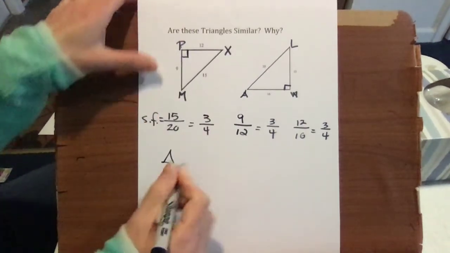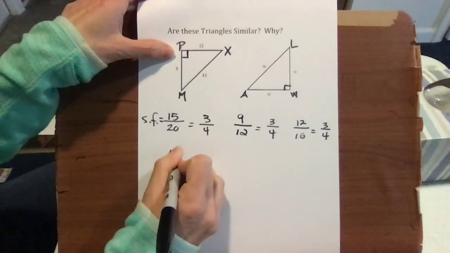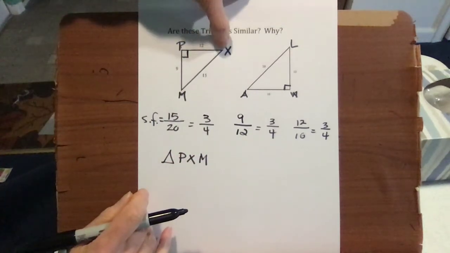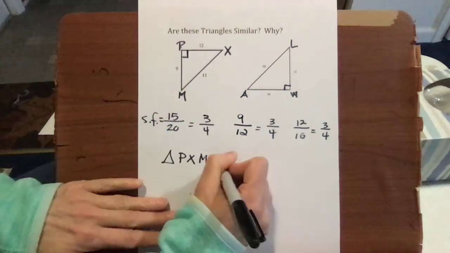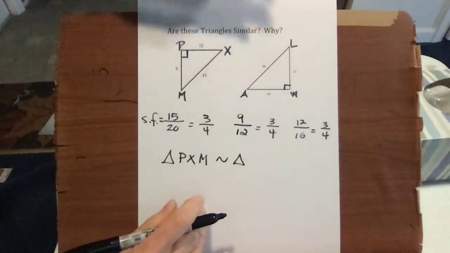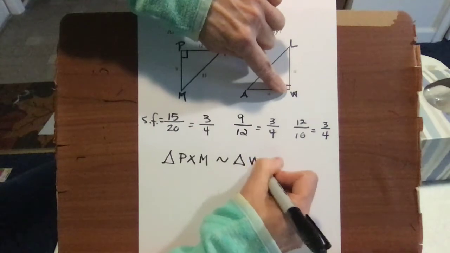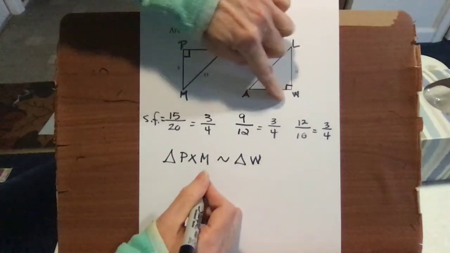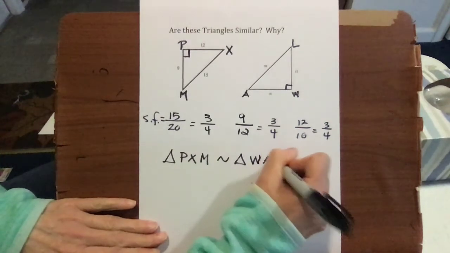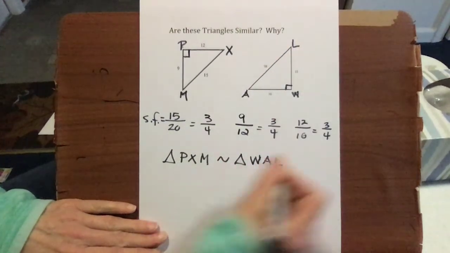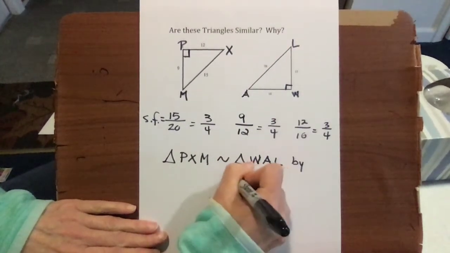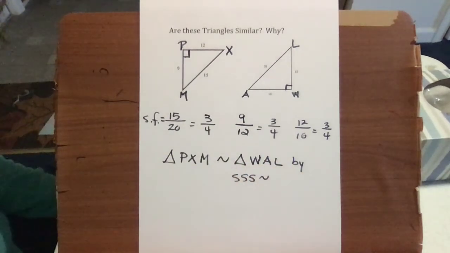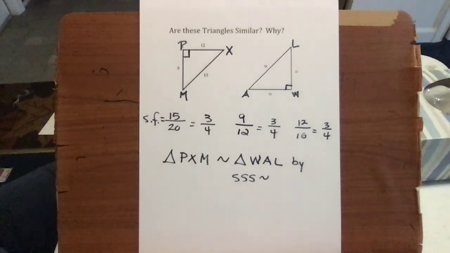So triangle, okay, I'm going to call this PXM, going from the right angle along the middle side, along the longest side, is similar to, going to start at the right angle, W. Now I went along the middle side here, I'm going to go along the middle side here, so it's going to be WA and then L. And it's by side-side-side similarity. And that's how you prove triangles similar to each other.